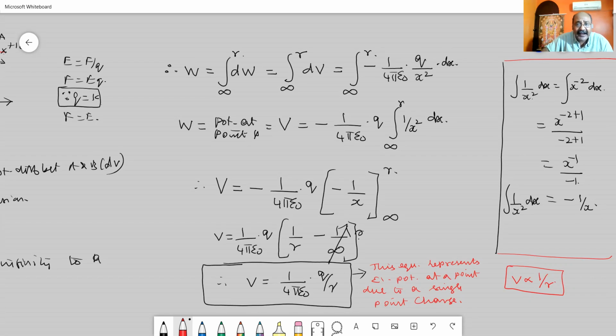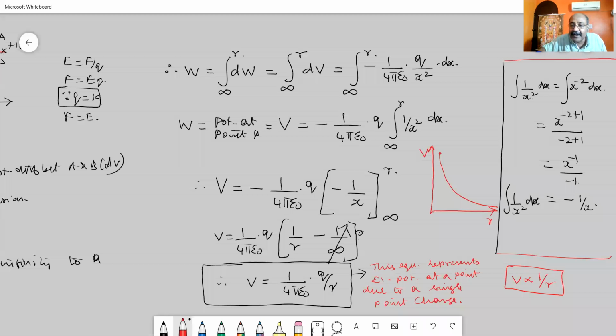If you draw a graph between the distance R and the potential, what will be its nature? As you move away and the distance keeps increasing, if the distance is less, then the potential is high. If the distance keeps increasing, then the potential gradually decreases, like this. We consider this as the graph between potential and distance.